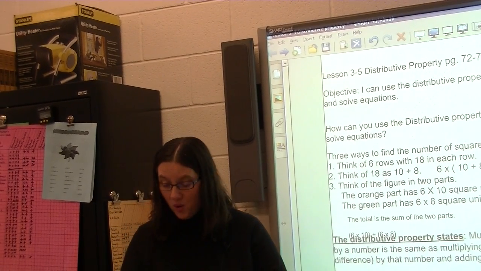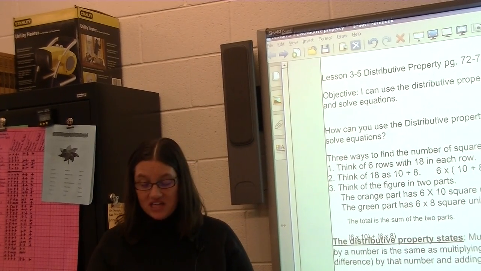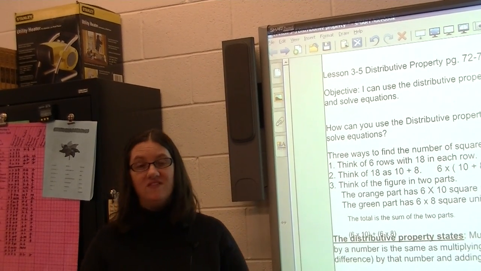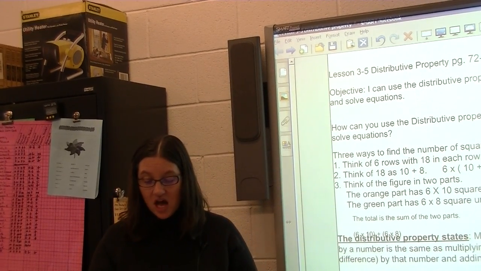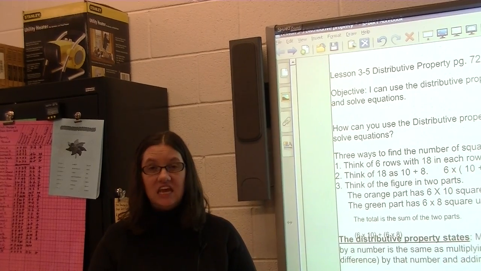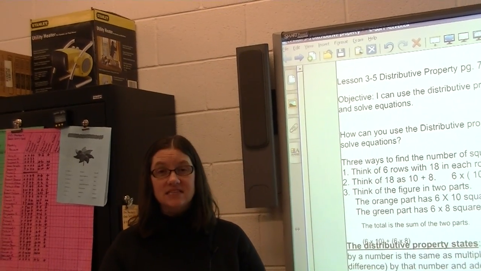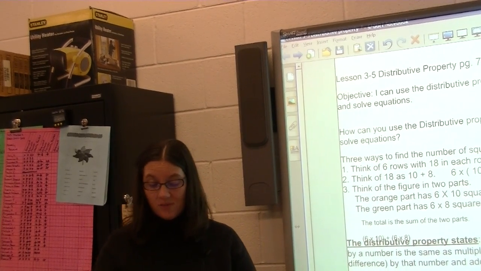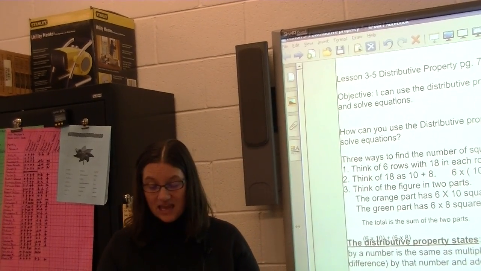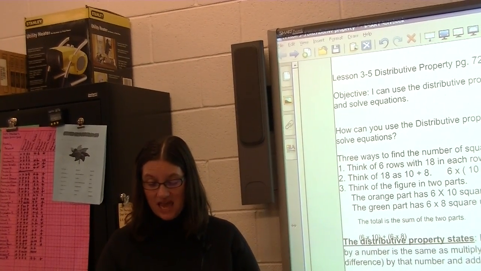Now go follow that arrow at the top of 72 to the top of page 73. It says 3 ways to find the number of square units. It gives us 3 ways to look at how we can find that. Number one says, think of 6 rows with 18 in each row. And what multiplication problem is that? You will see there off to the right, it says 6 times 18. The second way there, they say, think of 18, instead of using 18, break it down into something easier as 10 plus 8. So you will see there now the expression is 6 times 10 plus 8.